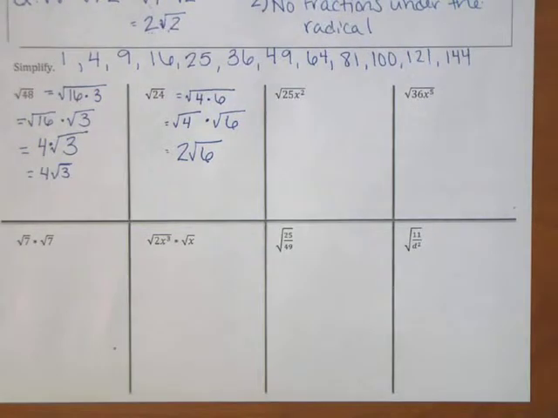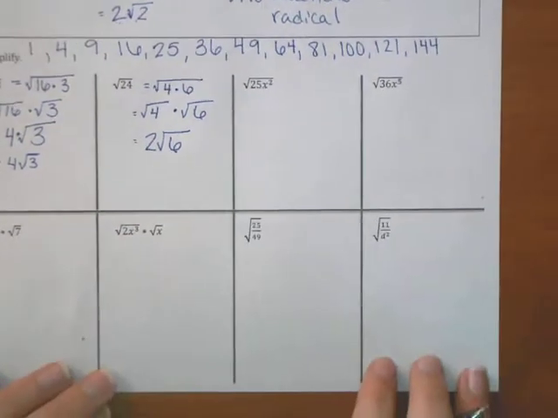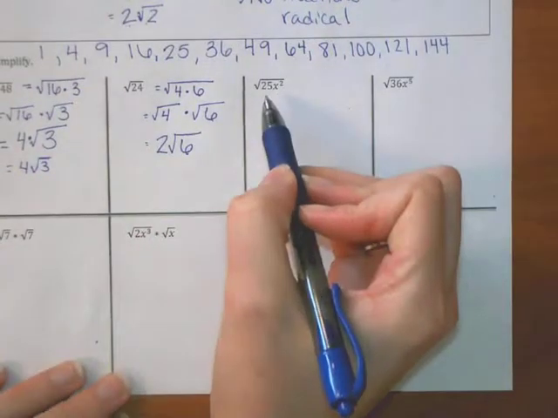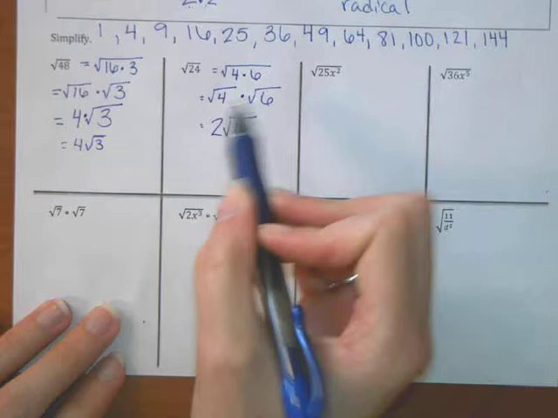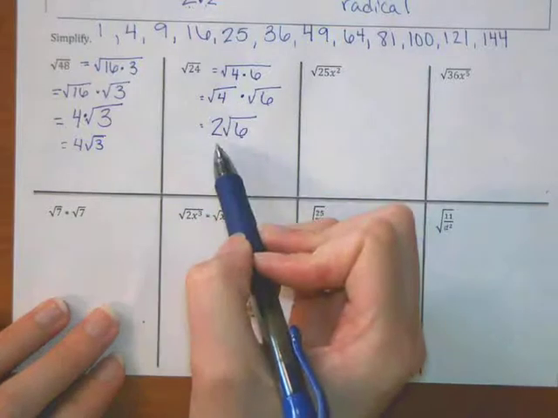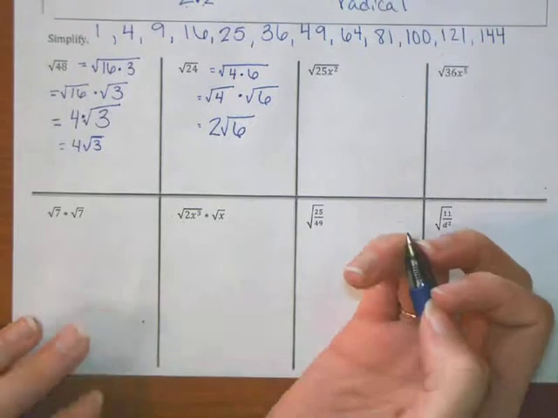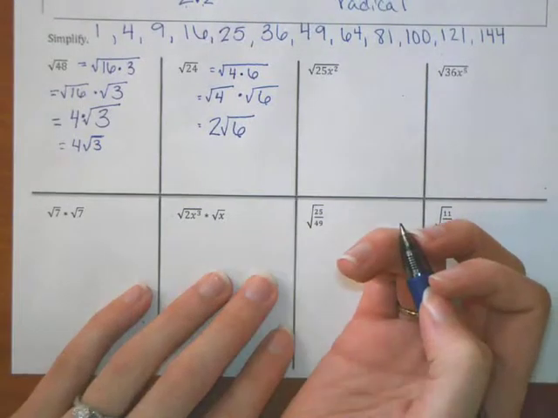Now we're going to look at some variables. So this is the same thing as 25 times x squared, right? Wait, I don't get why it's 2 and 6. So the square root of 4 is 2. All right, I want to throw in some variables.